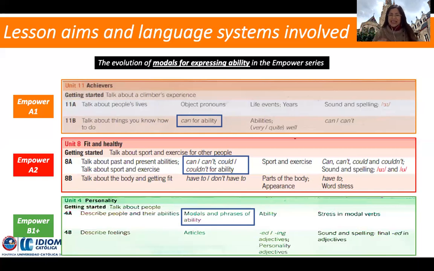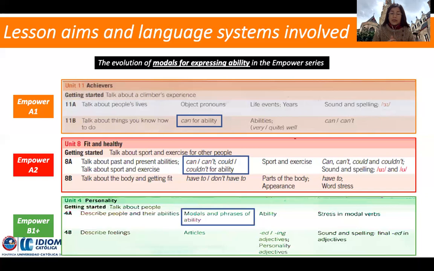Okay, so what does this mean? That if I'm teaching an Empower A2 and my student says, okay, I can dance, my sister can cook, my father can drive a car, can we give this student a 4 or a 3? Probably not, because the system involved in the aim requires this student to also use could and couldn't, no matter how much additional information the student can give me if the student is not using the language expected. The same happens in Empower B1 Plus, and this assessment gets more complex the higher the level is.